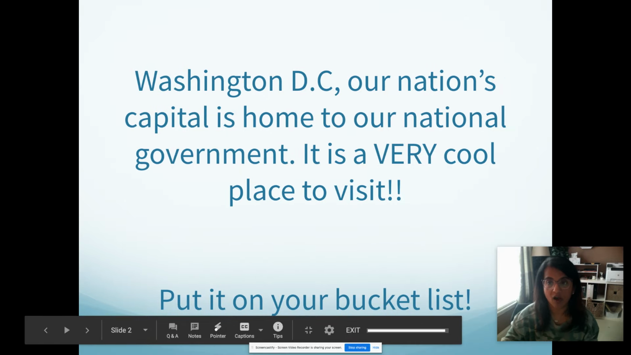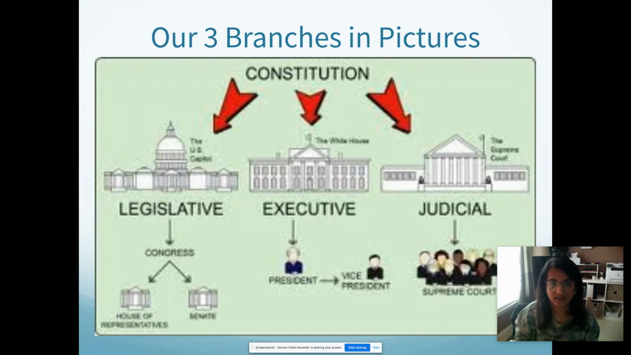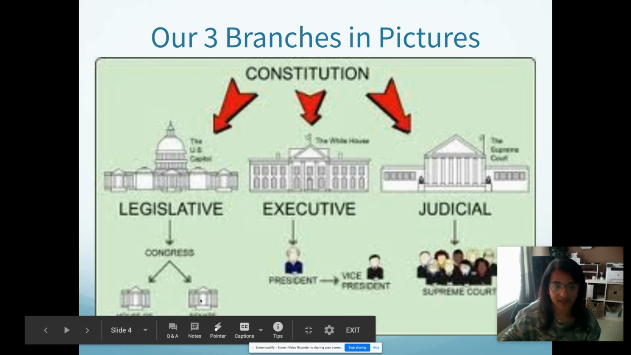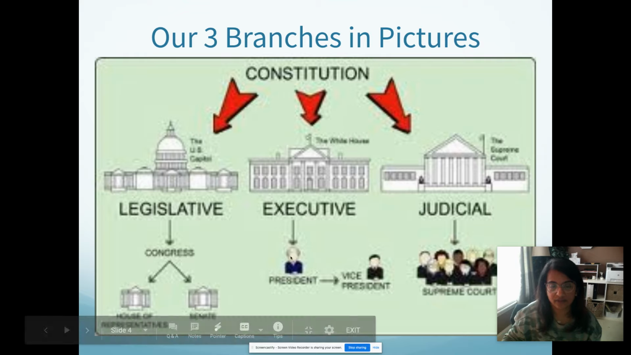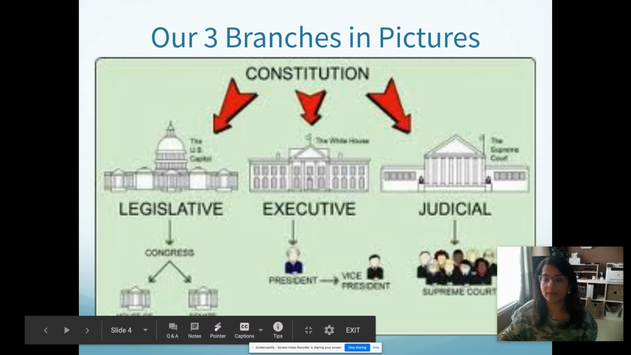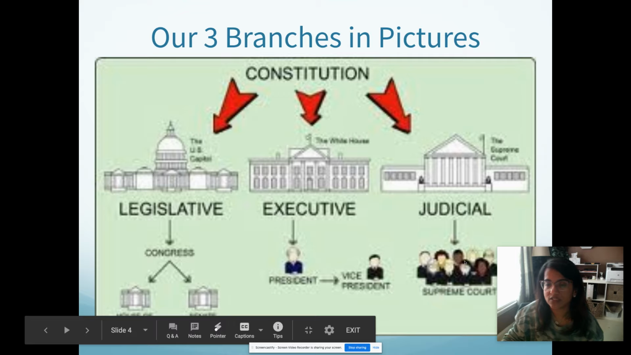So Washington, D.C. obviously is our nation's capital. It's a very cool place to visit. Make sure you go. The three branches of government: legislative, executive, judicial. And then this is it in pictures. Legislative has the House of Representatives and the Senate. Okay. And that whole thing is called Congress. And then they work in the US Capitol building, which is right here in Washington. So then the executive branch is the president, the vice president, and the cabinet members. They work in the White House. And then we have the judicial branch, which is the Supreme Court, and they work in the Supreme Court.